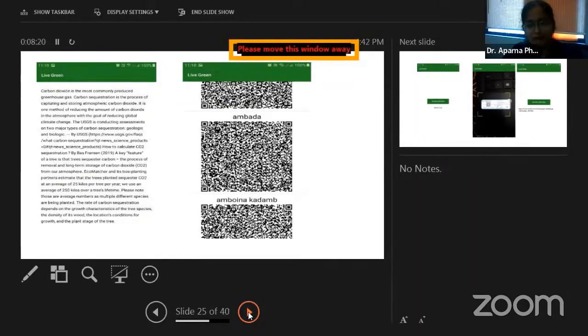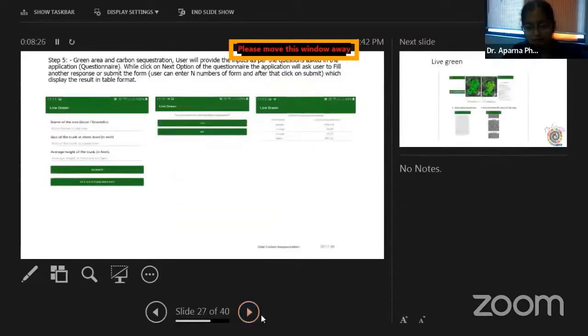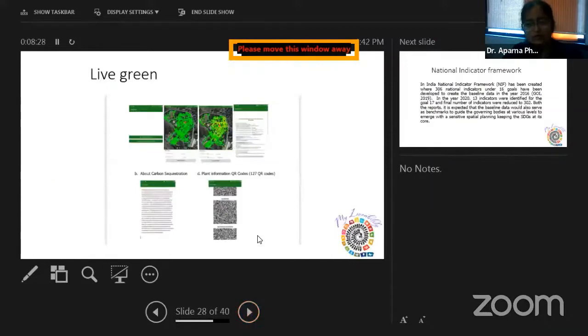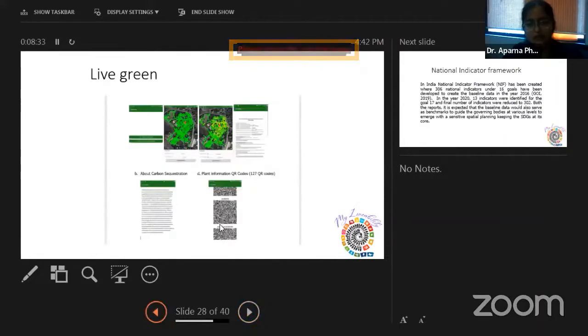the information. And then you will find that this particular application also allows the user to geotag the trees, and also the user will come to know that whatever trees the user has geotagged, what is the carbon sequestration that is annually done by those trees. So this is one app.